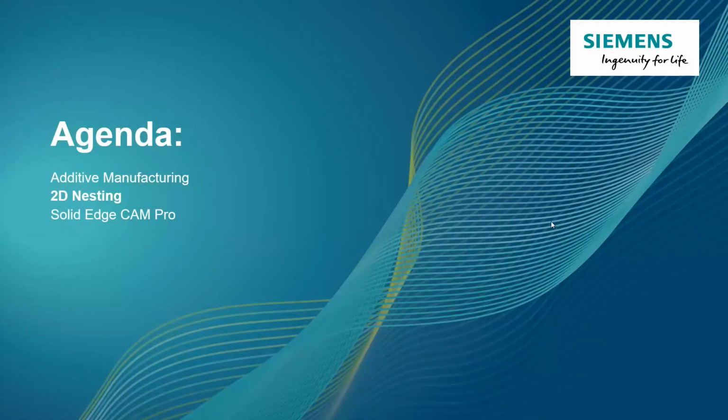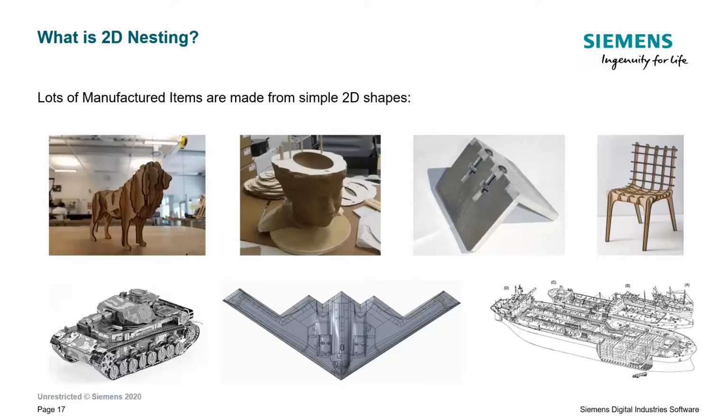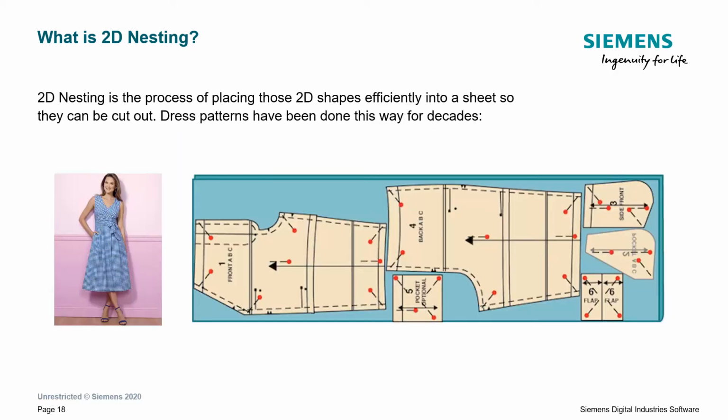Next up on our agenda is 2D nesting. What is 2D nesting? Well, this is a new product for our Solid Edge portfolio, so I thought I'd take a moment to explain what it is. 2D nesting applies to sheet metal, for sure, but there are lots of manufactured items that are made from simple two-dimensional shapes. 2D nesting is the process of placing those 2D shapes efficiently into a sheet so that they can be cut out. Dress patterns have been done this way for decades.